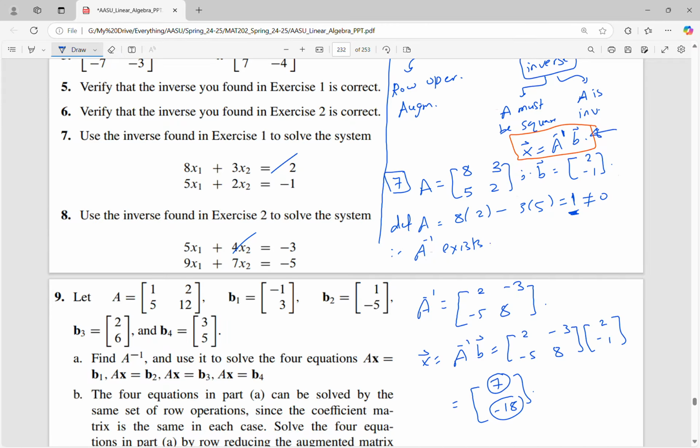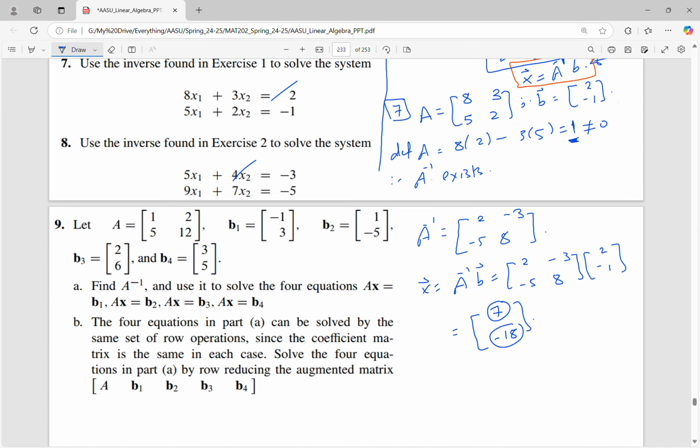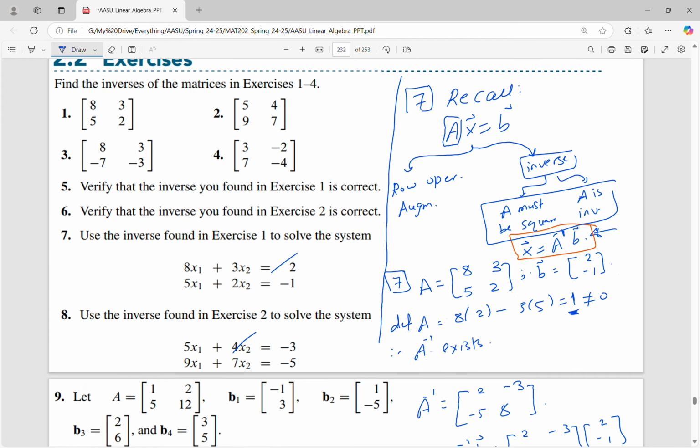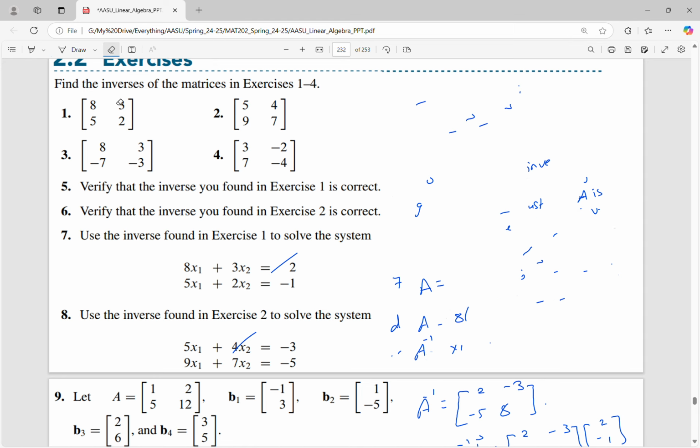So the main idea here is that we can use the inverse to solve linear systems, but we have some restrictions: the system has to be a square system and the coefficient matrix has to be invertible. Now, of course, we can solve using the old method, which is row operations, to verify our solution, or you can substitute them into the equations to verify it is a solution.